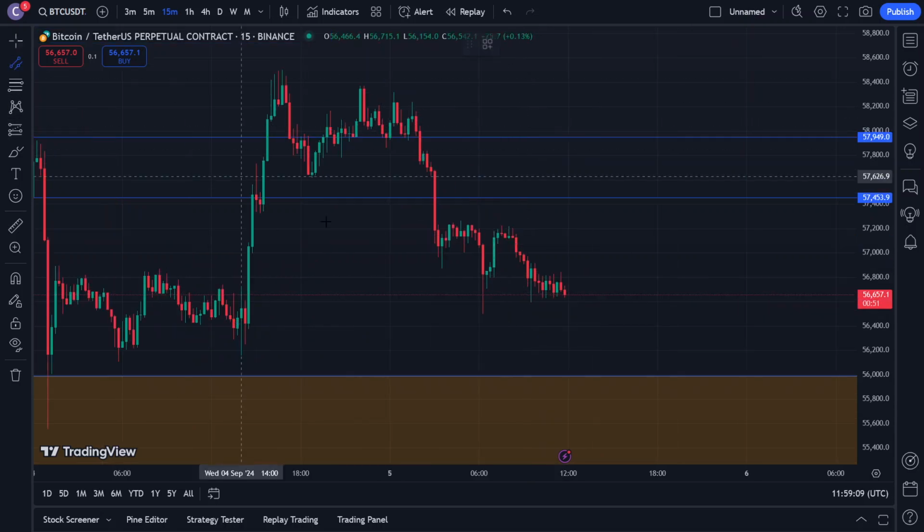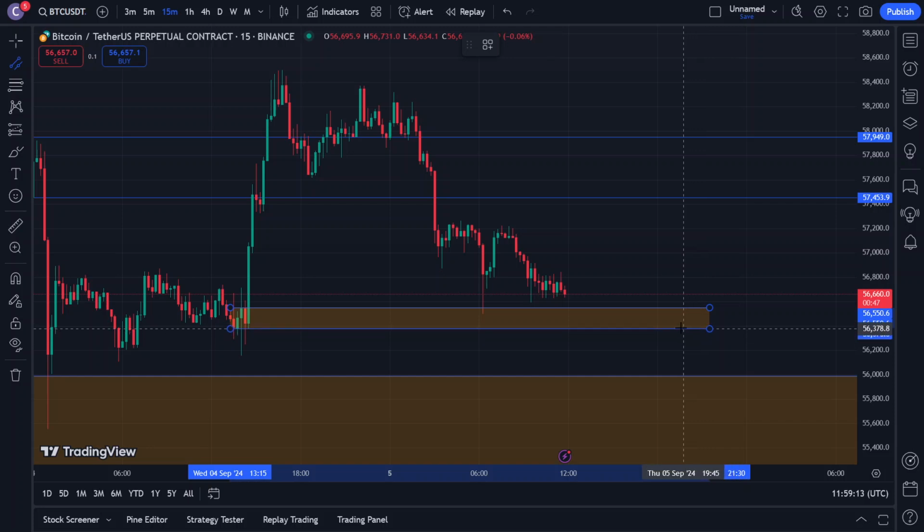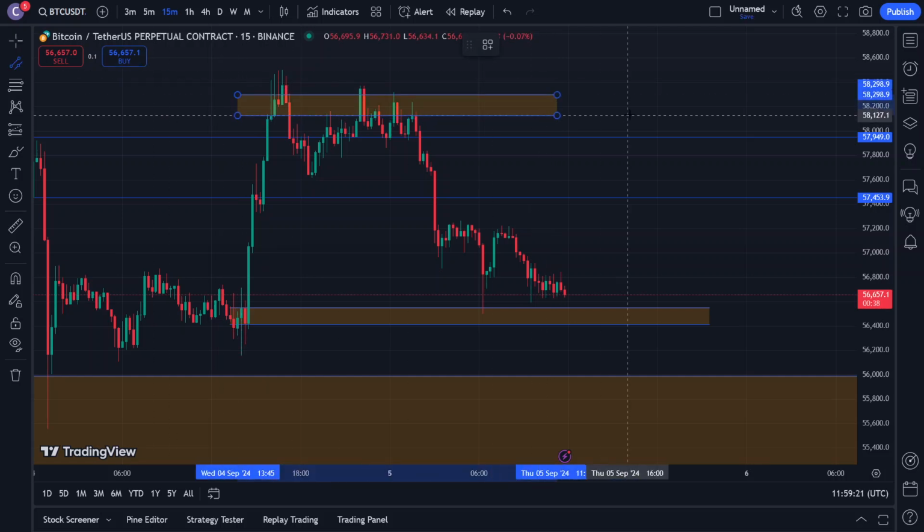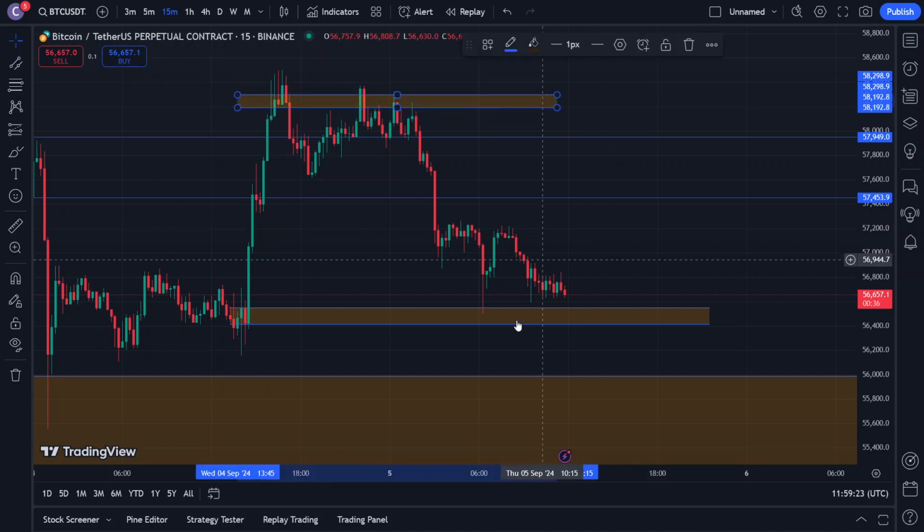So actually, you know what? This is your supply region, okay? Why is this a supply region? Because from here the bullish impulsive move starts, okay? And this is your actual demand area, okay? Sorry, this is your demand area and this is your supply area, okay?